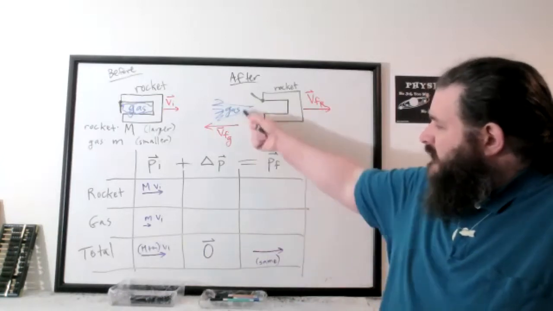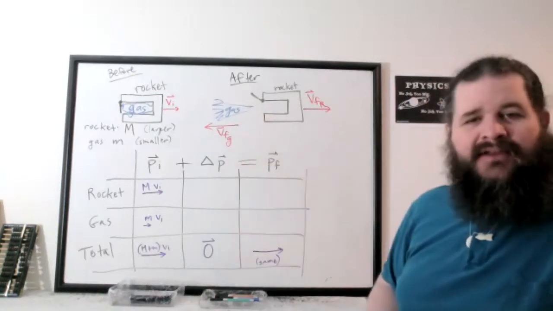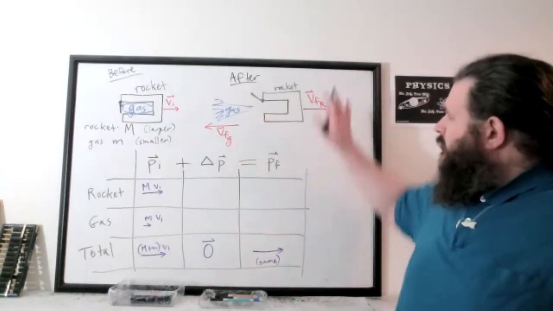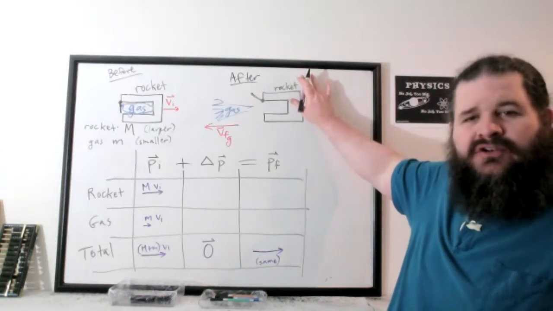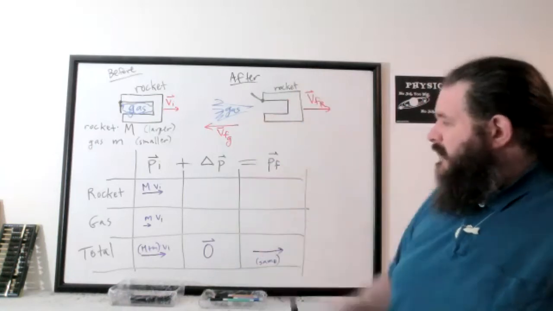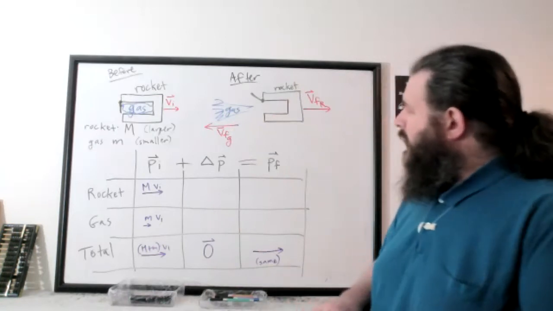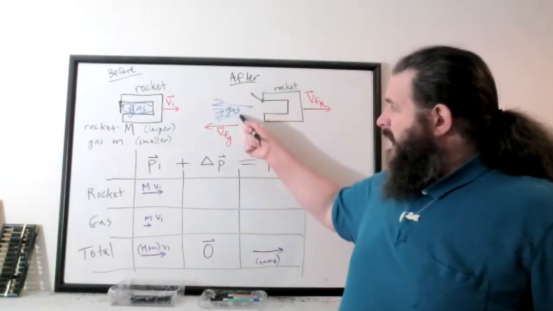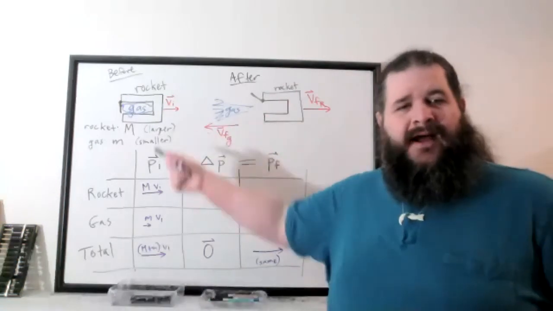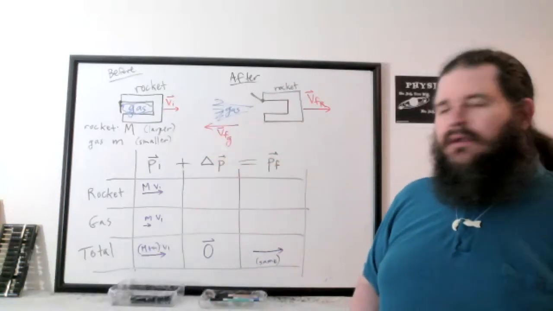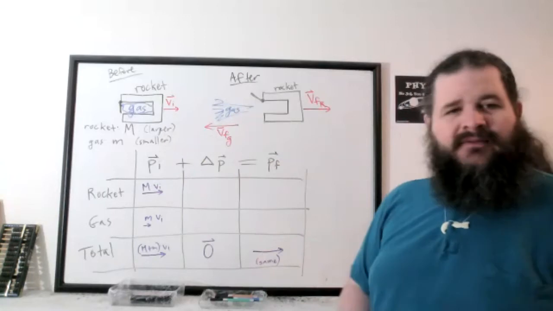We know that the gas is expelled to the left at some high speed. So even if we didn't already know anything about the final motion of the rocket, let's say we fill in the final momentum of the gas. It looks like we've got, again, a small mass, but it's being shot out the back at a very fast speed. So what does that tell us about the final momentum of the gas?